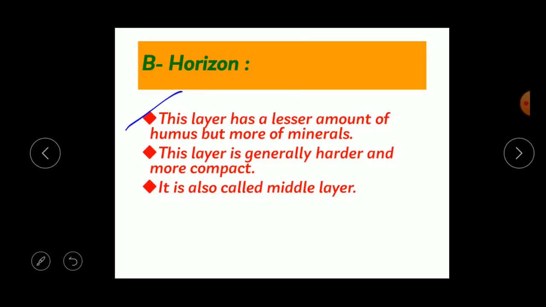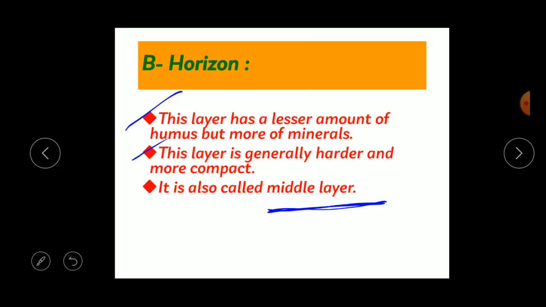So first point is this layer has a lesser amount of humus but more of minerals. So this B horizon consists of a lesser amount of humus as compared to the A horizon, and it consists of more minerals. Next, this layer is generally harder and more compact. It is harder in texture and more compact in the sense that the particles are arranged very closely. And it is called the B horizon, or also the middle layer.